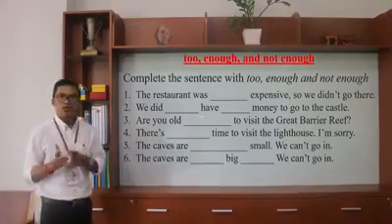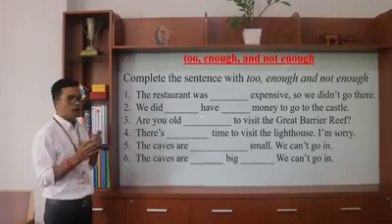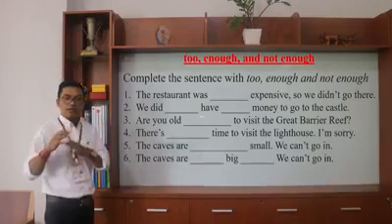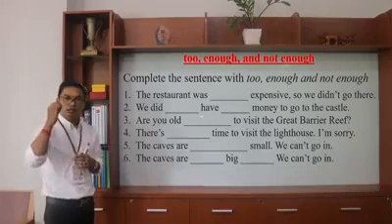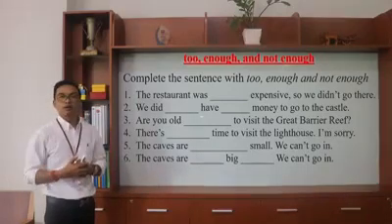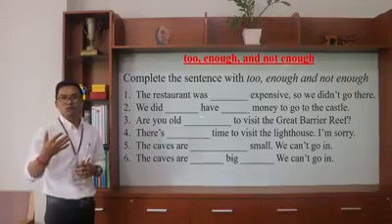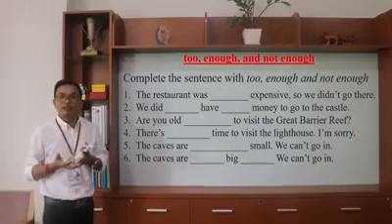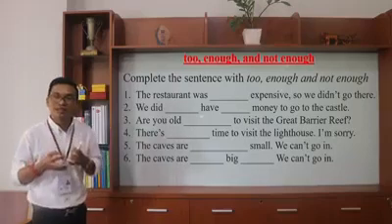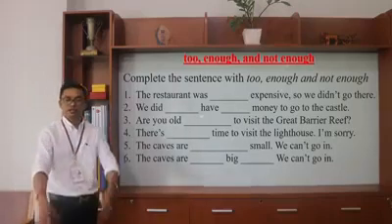Complete the sentences with too and enough and not enough. Right, number 1, the restaurant was blah blah expensive, so we didn't go there. You see, we didn't go there, so it means it's negative already. So you have to use too. So too has the negative meaning, it means more than we expect, right? Too expensive, so we don't have money to go to that restaurant.